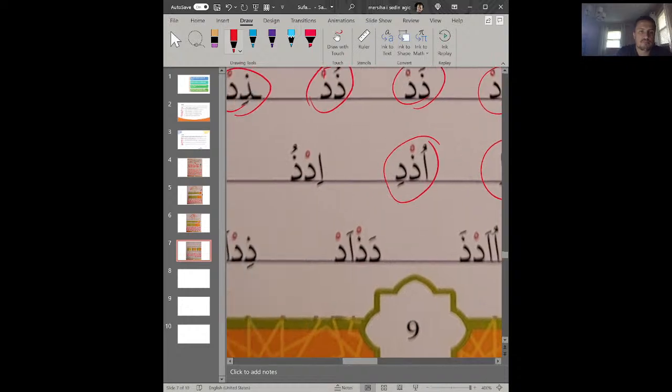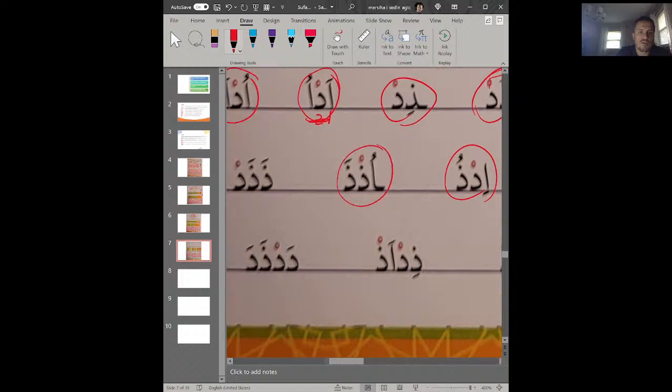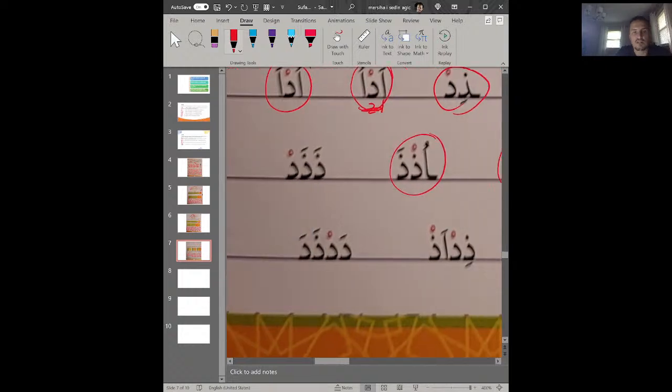Uzdi. Id zu. Uz the. See? Two dhals. Uz the. So now you read second and the third together. How? You say the z. Don't say the, no, the z. So this goes together. The z. Add the u.